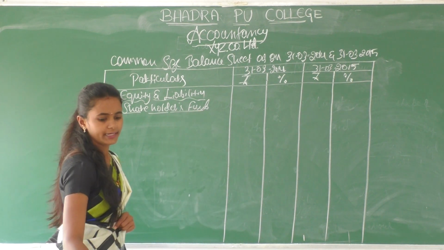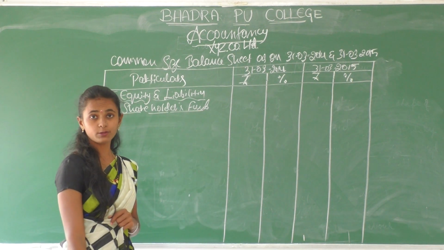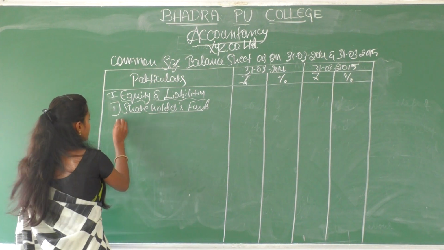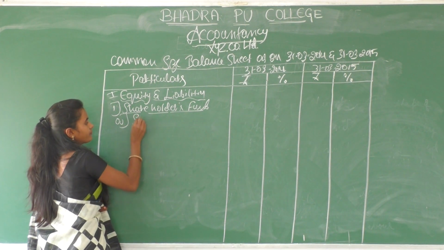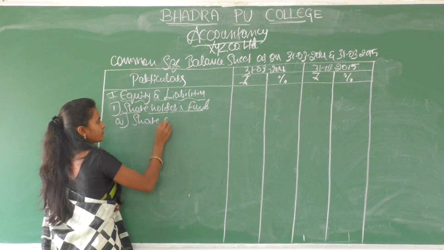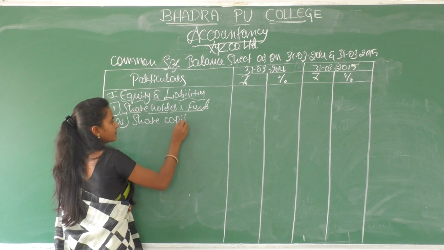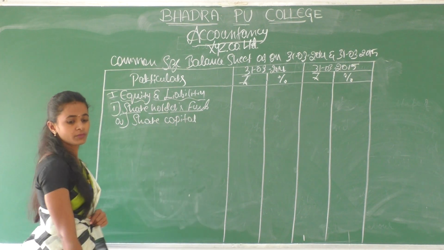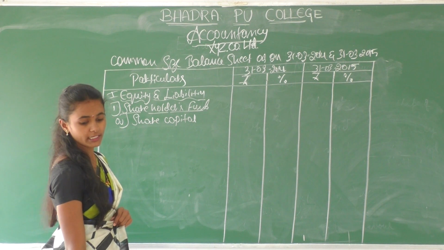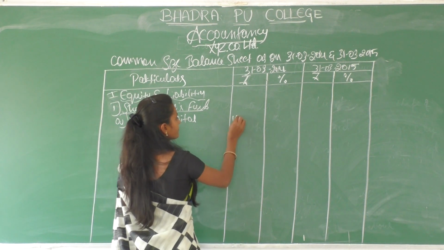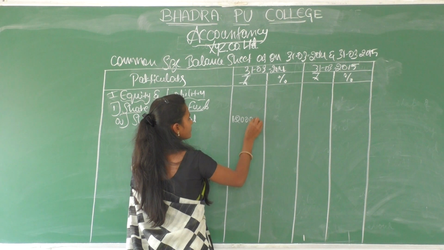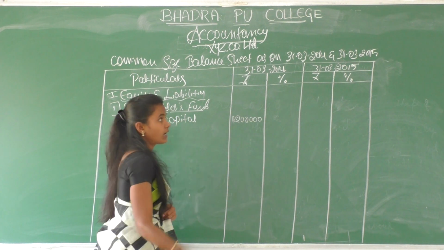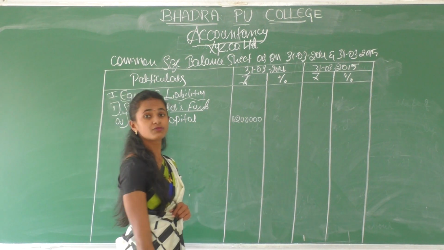And again under that is A, they have given it's share capital. So I am taking here share capital. Share capital. So in case of 2014, it's 12 lakh. And in case of 2015, it's 15 lakh.